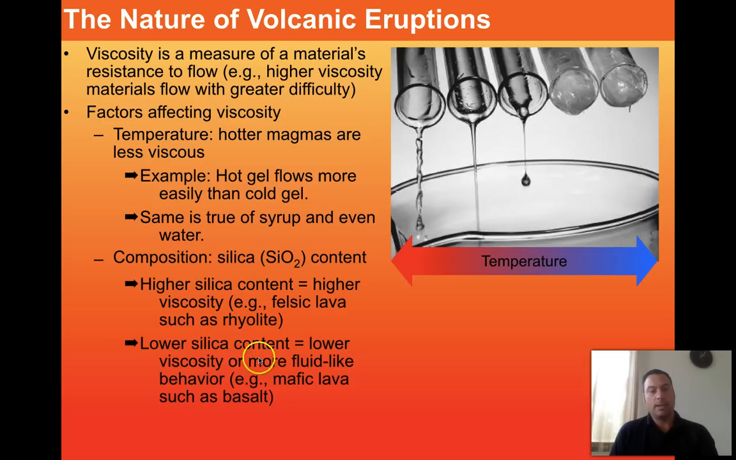Lower silica content rocks have lower viscosities and are more fluid-like in their behavior. So mafic lava, such as basalt, tends to have a relatively low viscosity, and it doesn't explode like a rhyolite will.